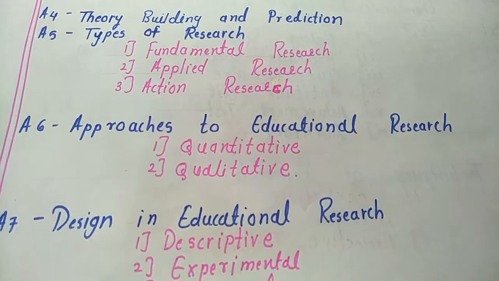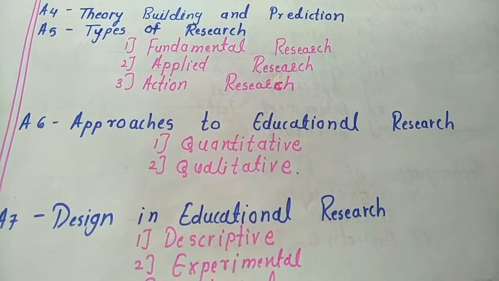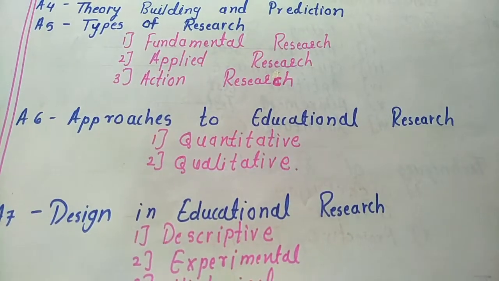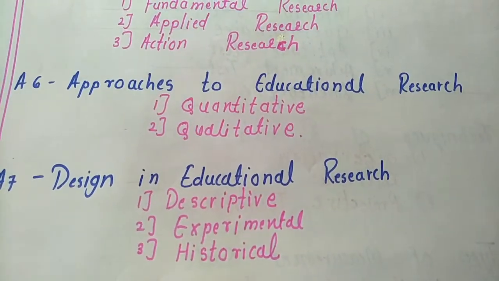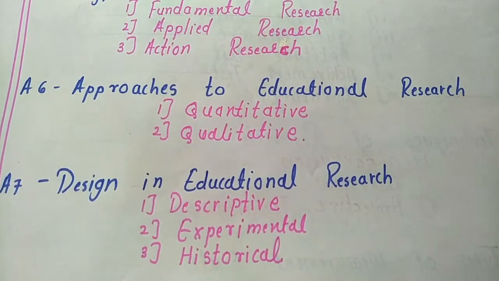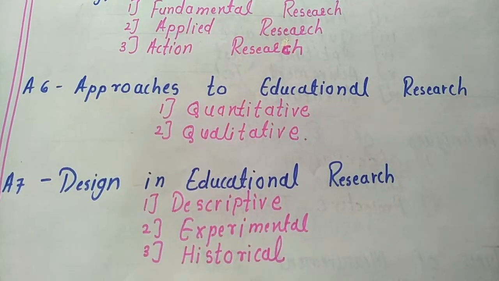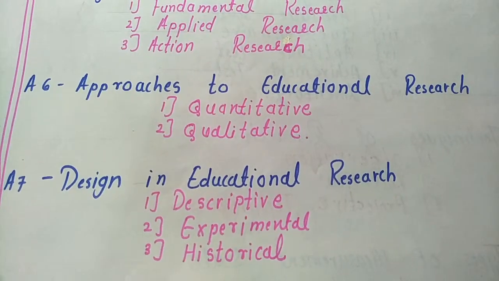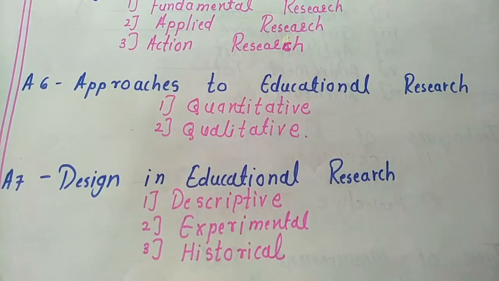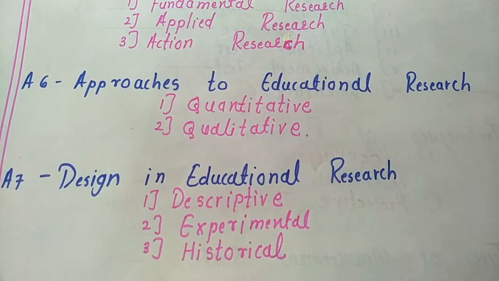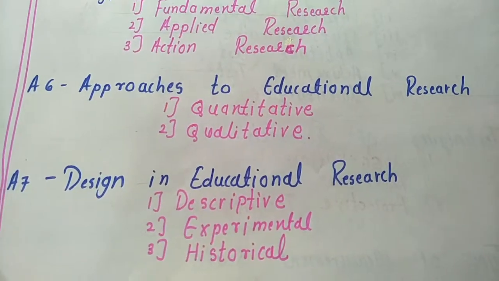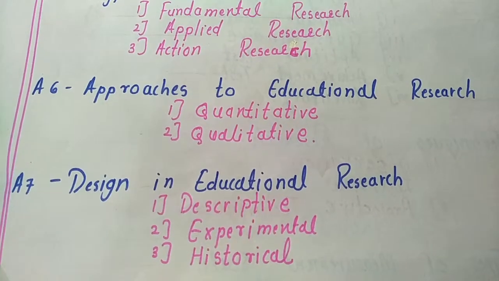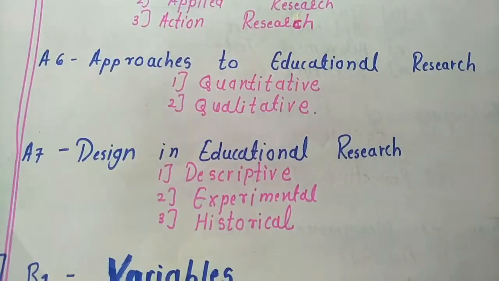Quantitative is related to numerical analysis. Qualitative is related to descriptive analysis. Friends, you have to make your notes with the help of proper sentences only, because our examination is related to objective type questions, hence you have to focus only on the objective type view. Next part, design in educational research: descriptive design, experimental design, historical design.